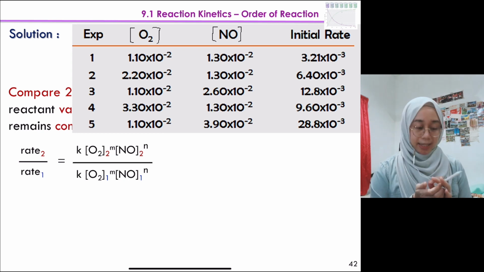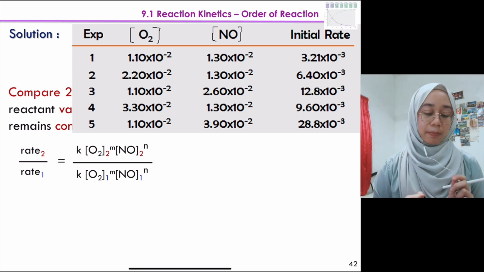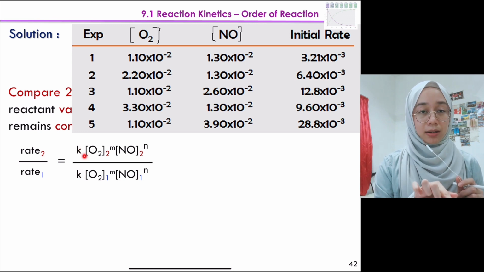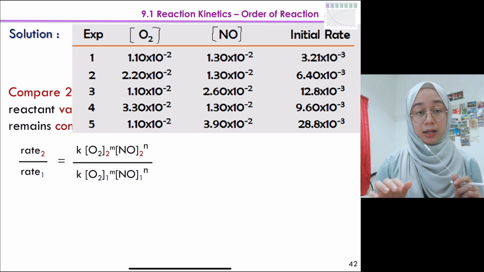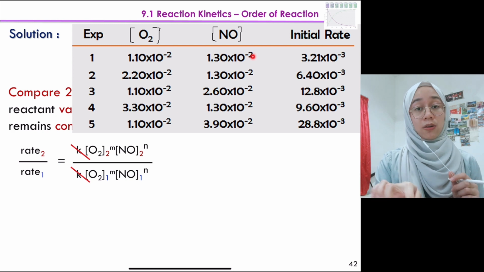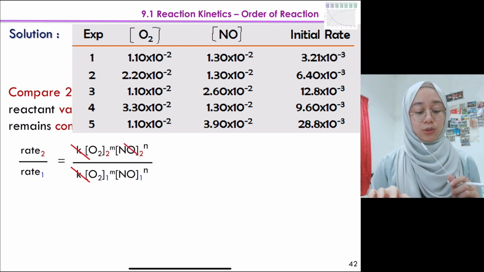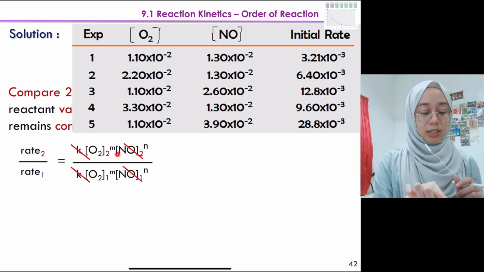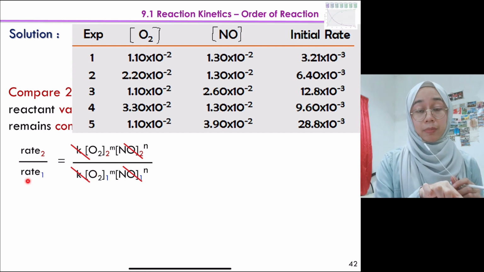Jadi sekarang ni kita cancel off benda yang sama. So bila kita nak cancel off benda yang sama, obviously K adalah benda yang sama. Value dia mestilah sama. So K kita boleh cancel off. So apa lagi yang sama? Tadi kan concentration of NO ni kan sama kan? 1.3, 1.3. So obviously itu pun kita boleh cancel off juga. So apa yang tinggal? Yang tinggal adalah bahagian oksigen kita ni together with the rate part lah.